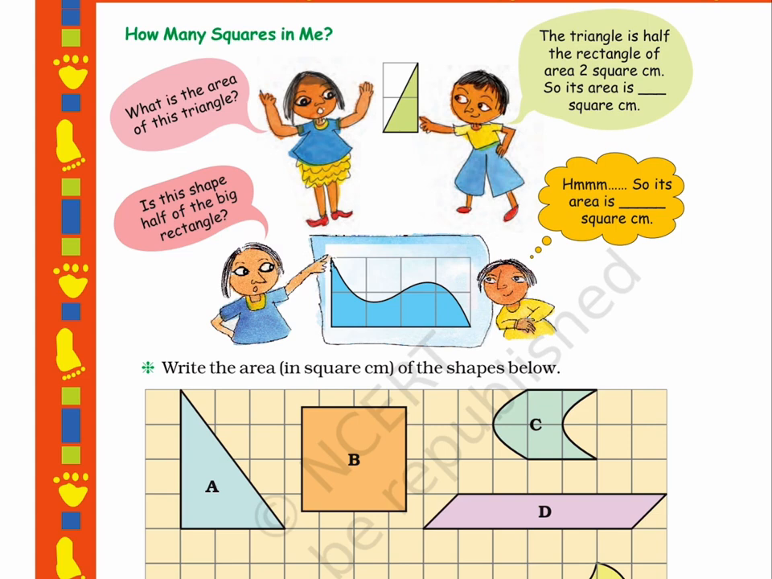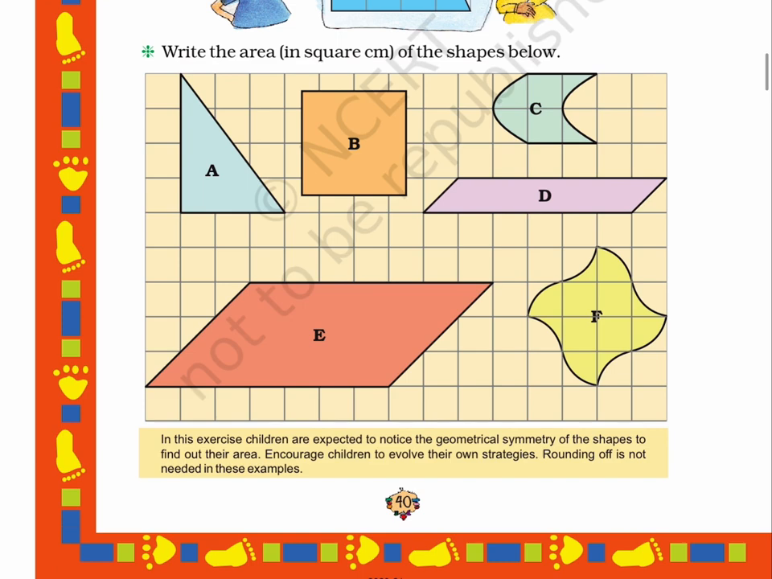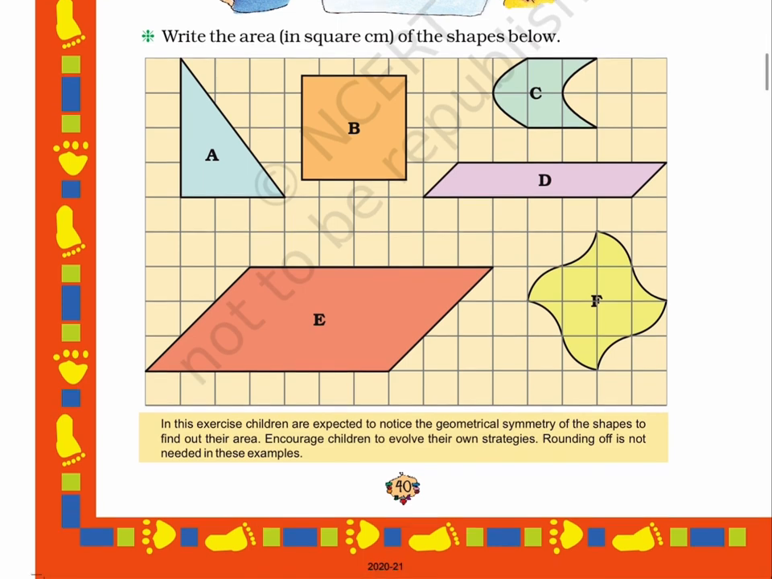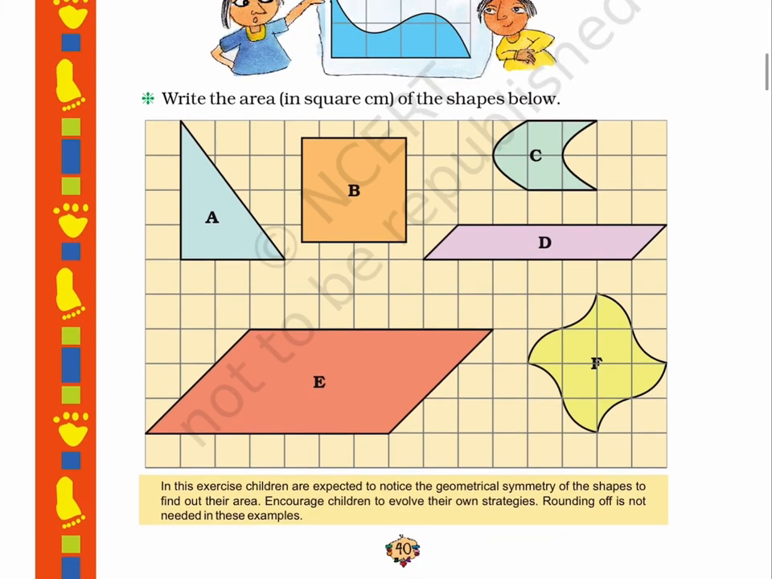Question. Write the area in square centimeters of the shapes given. Again we see the picture of a huge grid created by many squares. Within these grid lines we see a lot of geometrical figures drawn and marked as A, B, C, D, E and F.